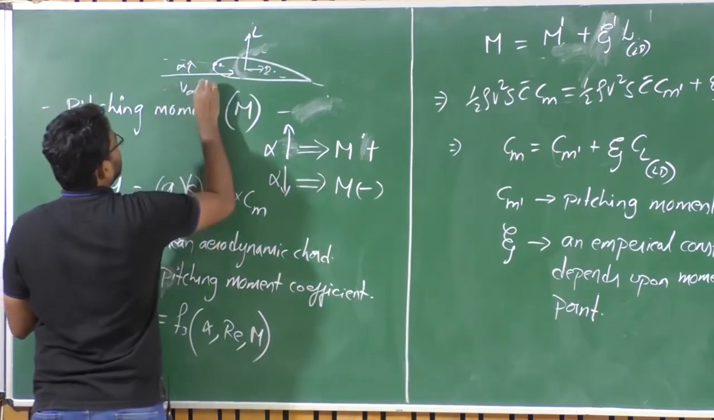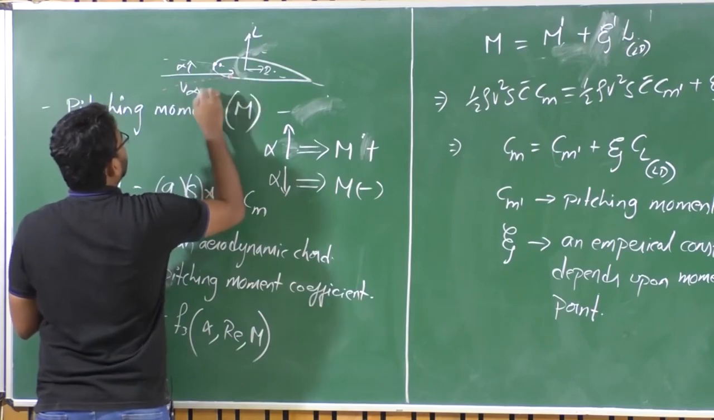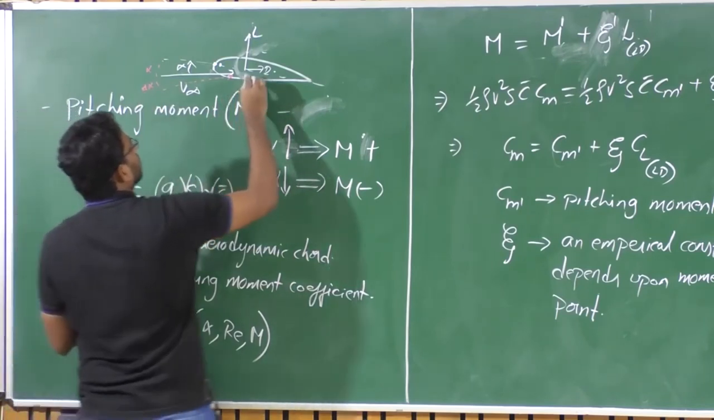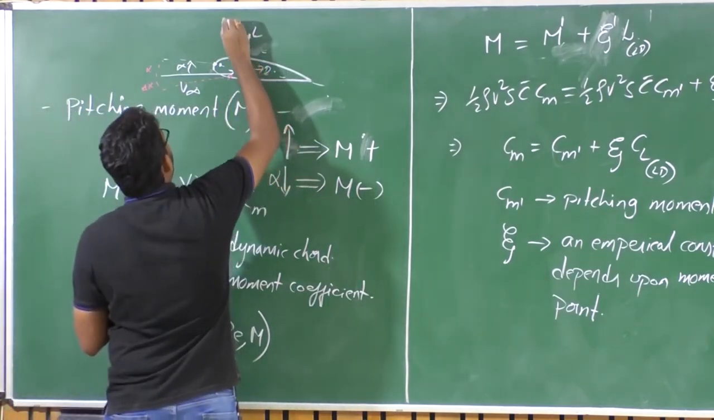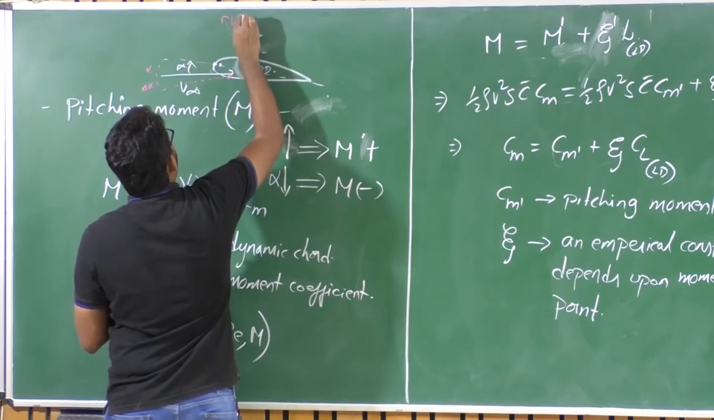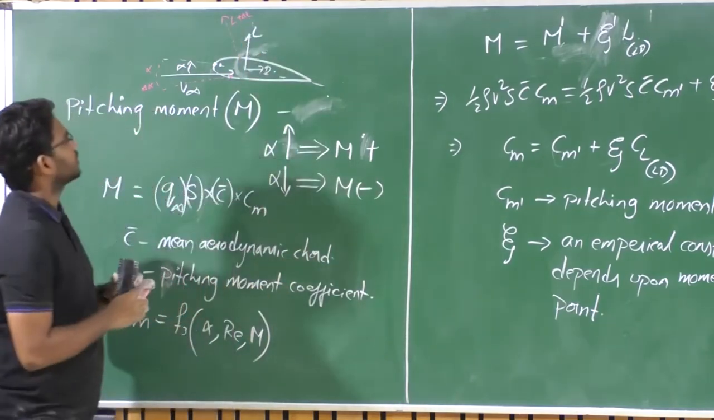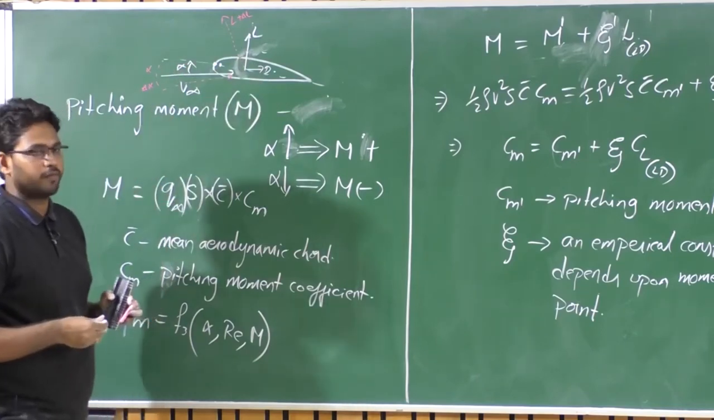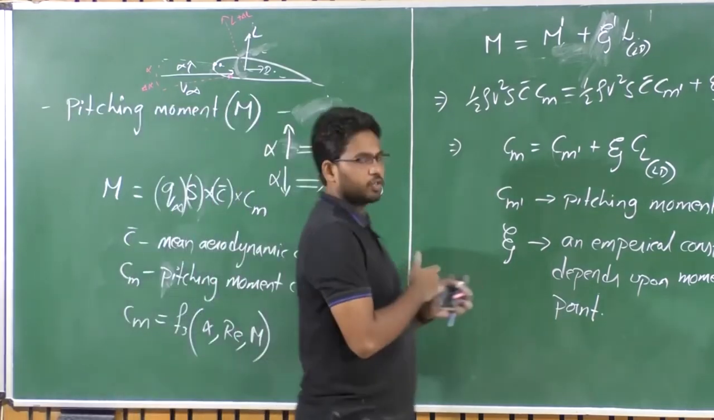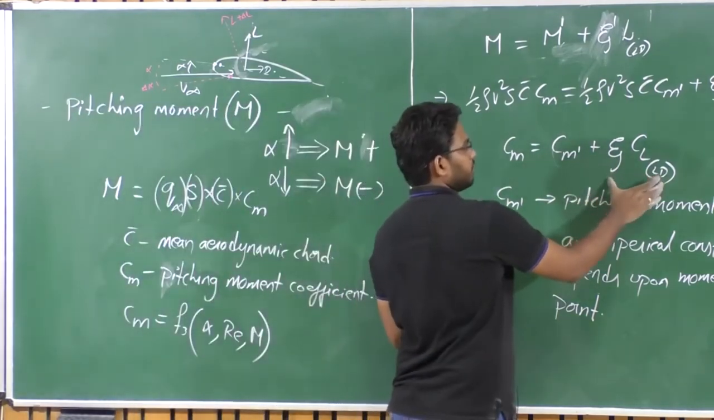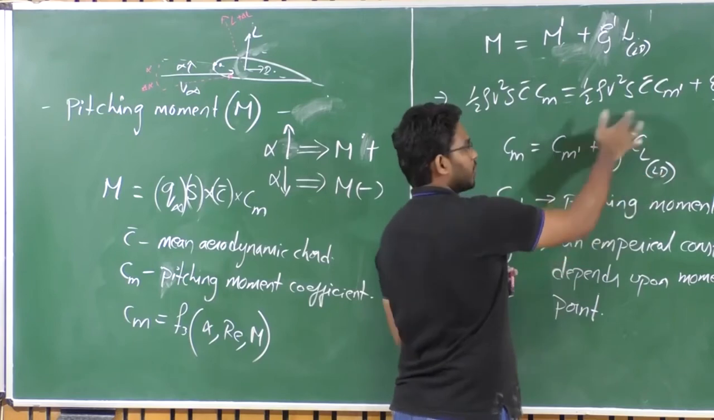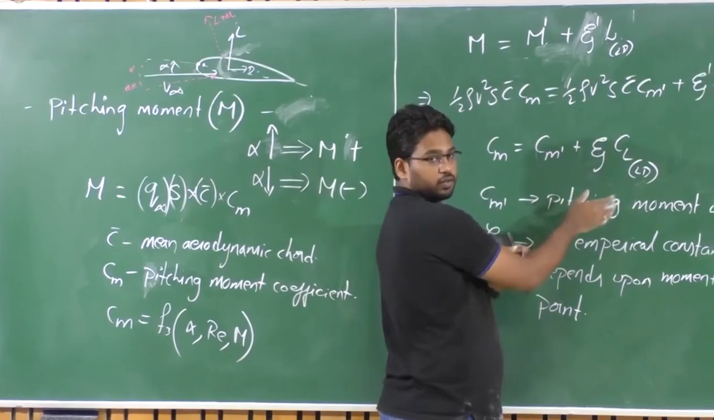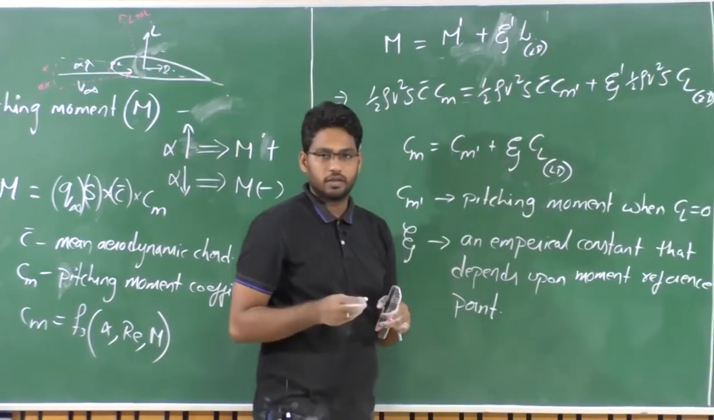So let us say I increase this angle of attack, alpha plus delta alpha, because of which there is an increase in lift. There is an incremental lift. That incremental lift will produce a pitch down moment here. So this is a negative moment, isn't it? So the contribution of lift towards this moment is negative. That means this particular factor is the moment factor, so this factor has to be negative, which forces zeta to be negative.